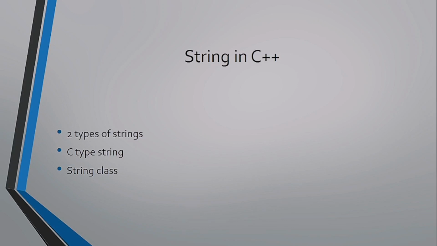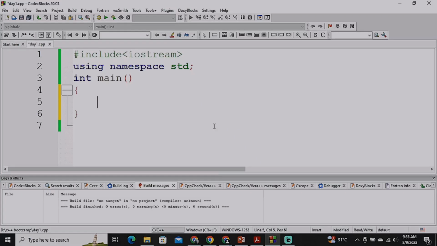In this video, you will learn about strings in C++. There are two types of strings in C++. One is called C-type string and another is called string class. Let's have a look in our compiler at how these two strings are different from each other and how they work. So the C-type string is defined as the character array is called string.